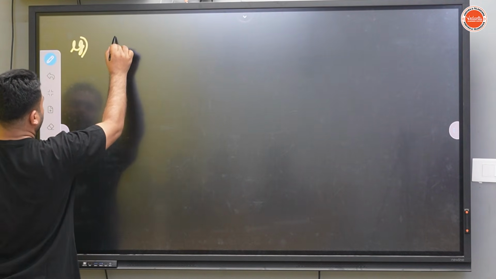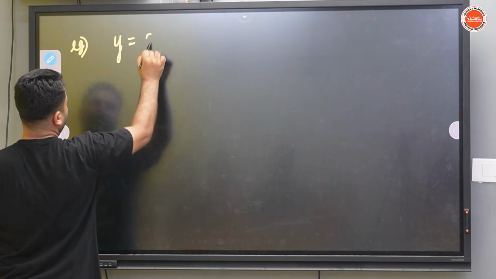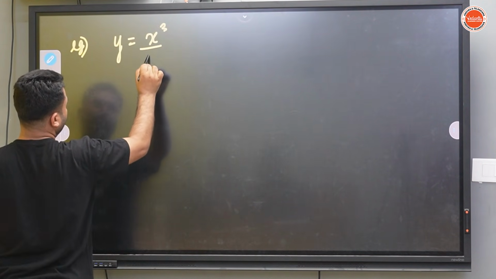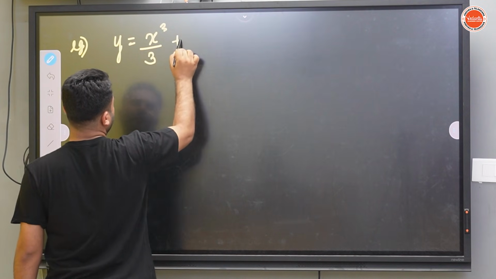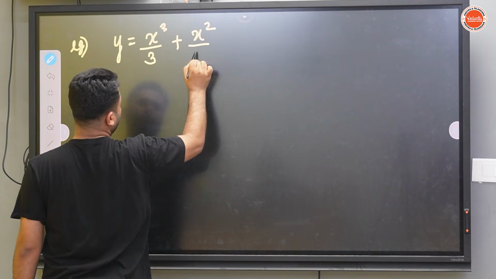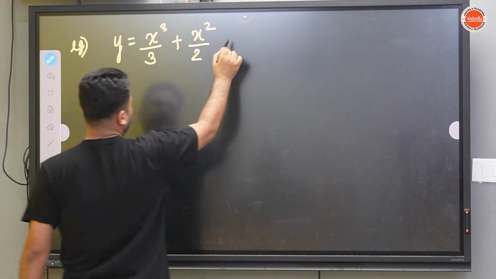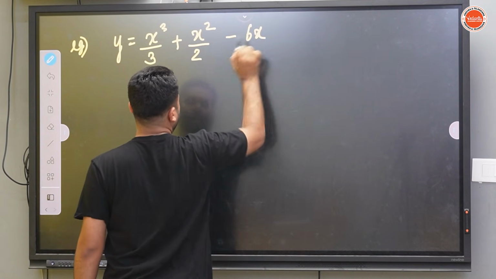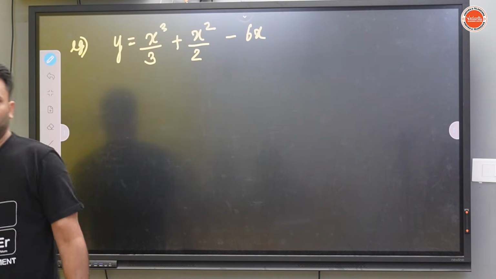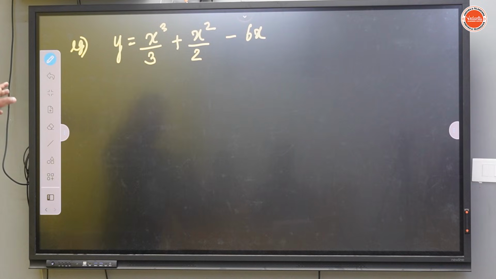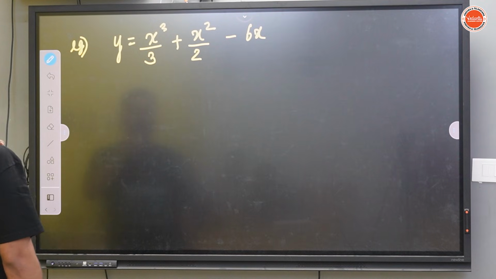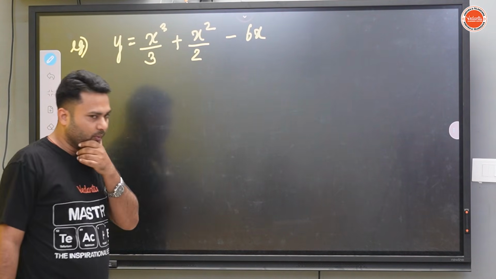Now there is one equation like y equals to x cube by 3 plus x square by 2 minus 6x. So this is our equation. If you understand this example now, you will solve most of the questions. Y equals to x cube by 3 plus x square by 2 minus 6x.